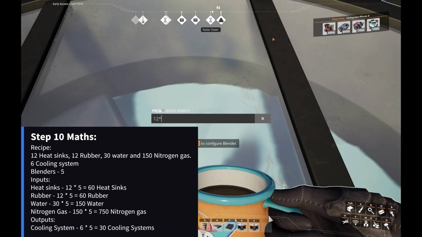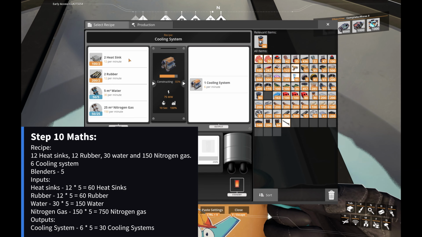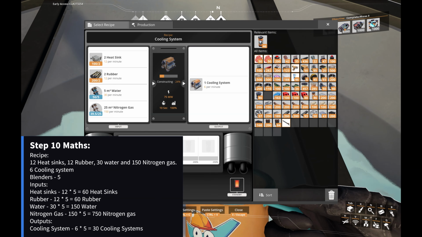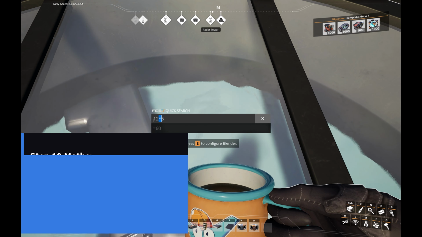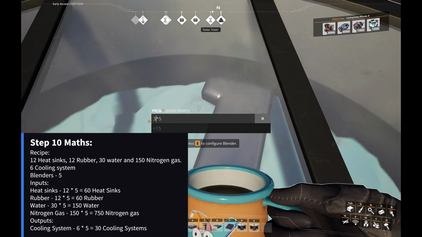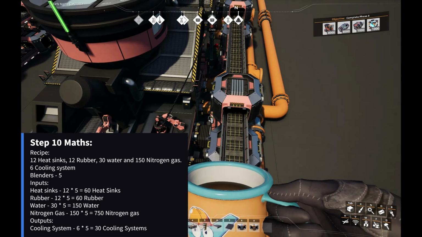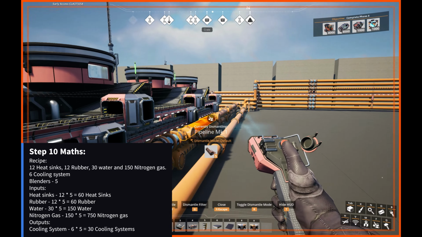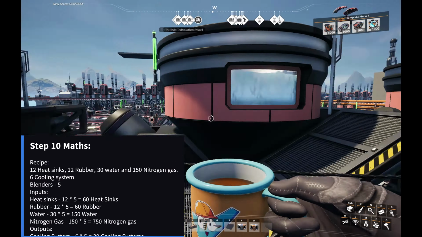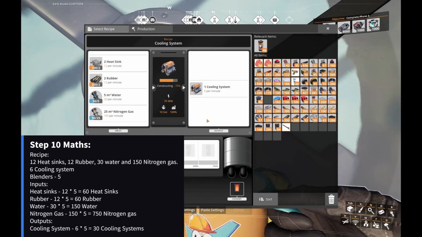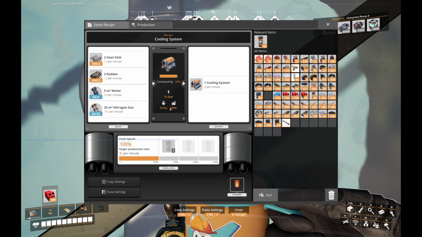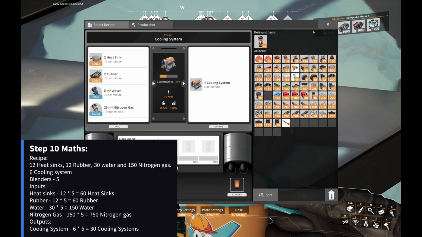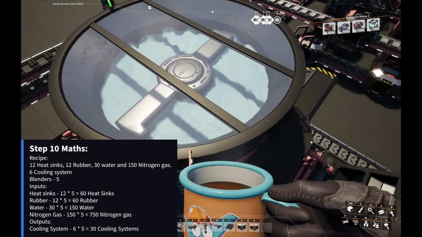So, for the step maths, this recipe takes 12 heat sinks and 12 rubber, and we have 5 blenders, so 12 times 5 equals 60. So this requires 60 heat sinks and 60 rubber. It also requires 30 water, so 30 times 5 equals 150 water for this setup. As you can see, I am bringing it in a single pipe. Now for the nitrogen gas, it requires 150, so 150 times 5 equals 750 nitrogen gas per minute.